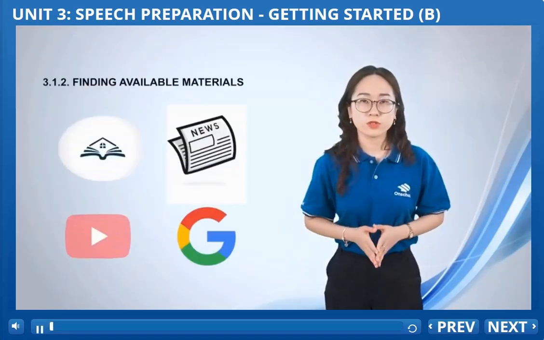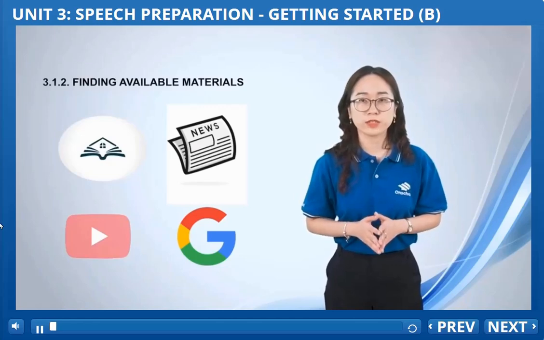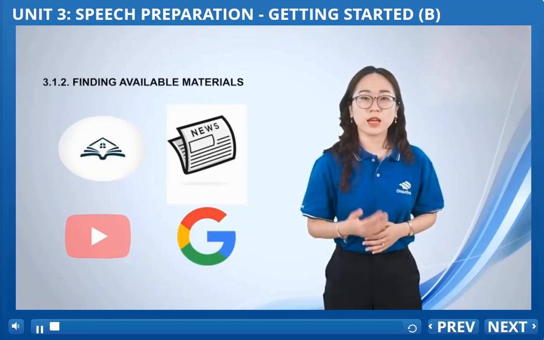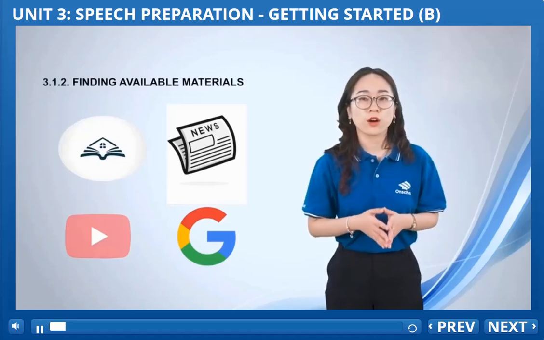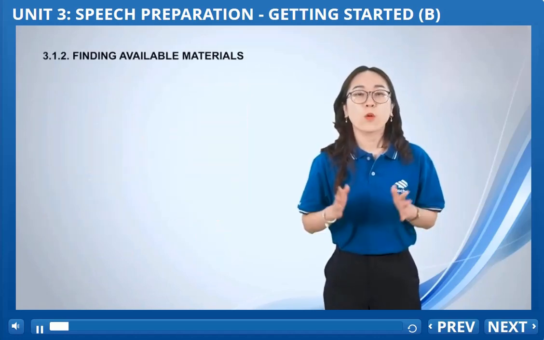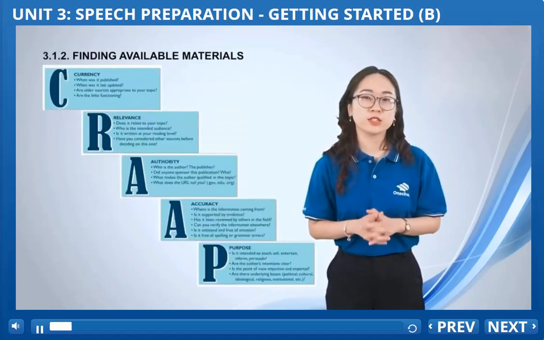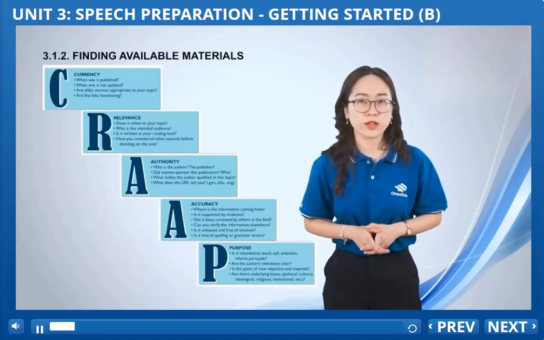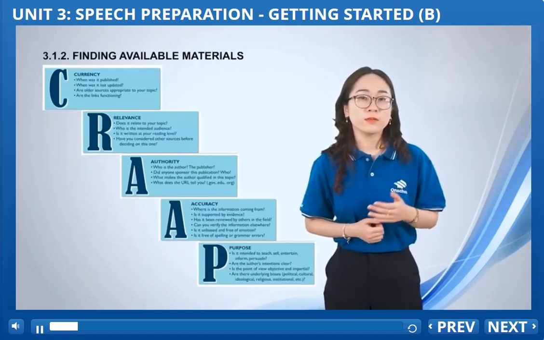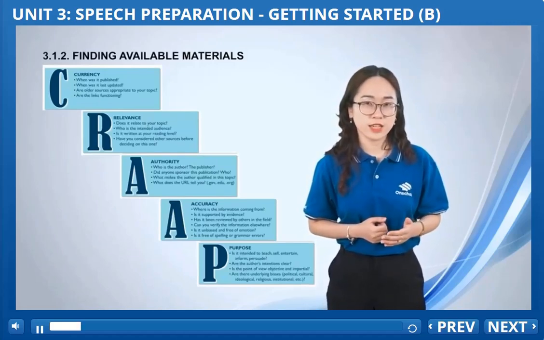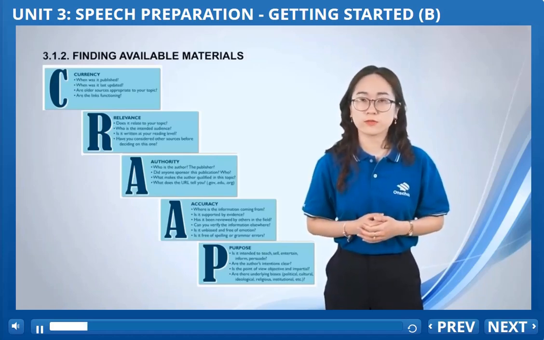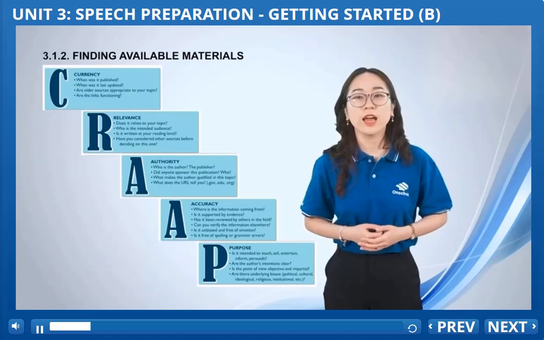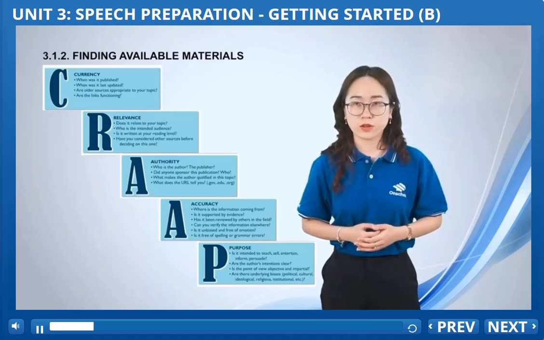There are different sources of materials for you to find information. They could be in the library near your house, in the bookstore down the street, or most commonly on the internet. What's important is that you need to find a good source of information. How can we find that? Let me introduce the CRAAP test. So, these questions will help you to find out whether the information you found is good or not and can be used for your speech or not.